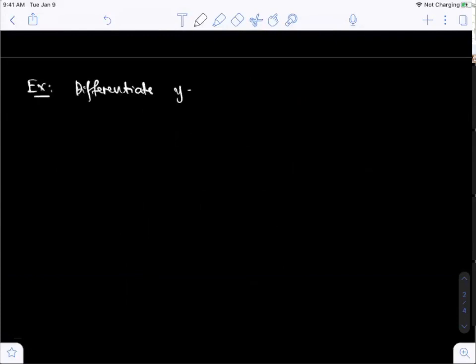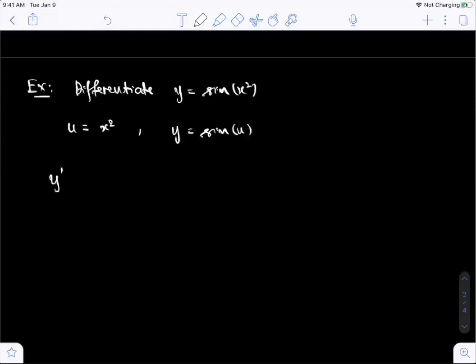Differentiate y equal to sine of x squared. So first of all, identify what is the inside function and what is the outside function. You let u equal to x squared for the inside function. Y is equal to sine of u, right? Because u is equal to x squared.